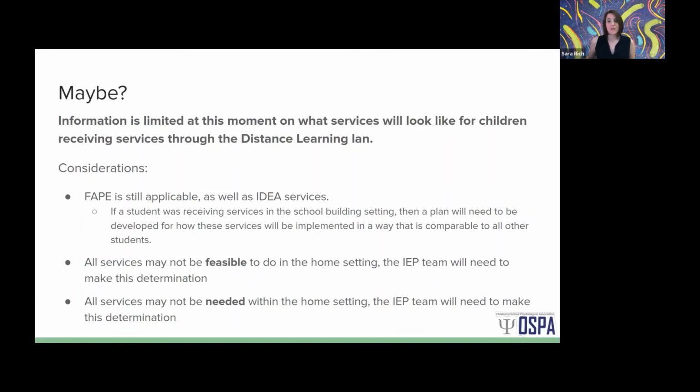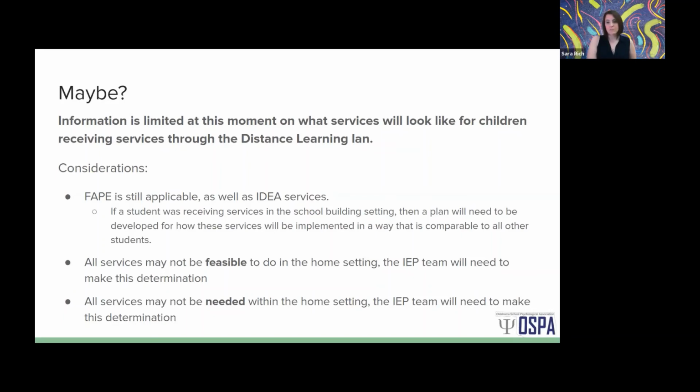So FAPE is still applicable, as well as IDEA services. If a student was receiving these type of services in the school building, then the team's going to have to determine what's a comparable level of services that we can provide in the home setting, but also comparable in the terms that our general education students were getting 6 hours of instruction. They're not getting 6 hours of instruction at home. So everyone's method and comparable services are changing.